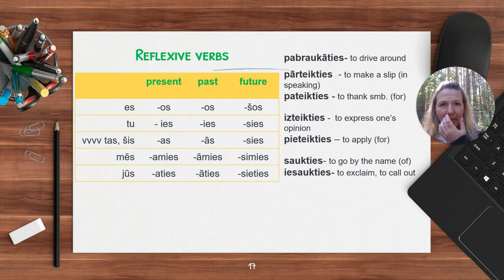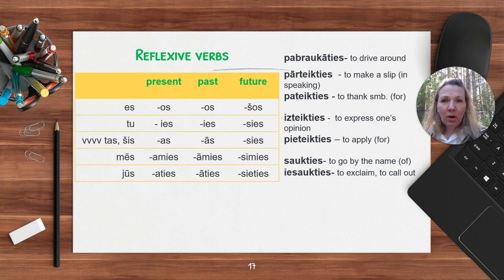Tā, pabraukāties, I need to, es pabraucos, nē, it doesn't work like that. Pabraukāties, es pateicos, jā, tu pateicies, es pārteicos, tu pārteicies, viņš izteicās, jā, izteikties, so we can't use it in present, it's still only past and future form, ja? Viņš izteicās, viņš izteiksies, mēs, ja, pieteikties, mēs pieteicamies, mēs pieteicāmies, un mēs pieteiksimies, jūs iesaucāties, vai jūs iesaucaties, un jūs iesauksieties.